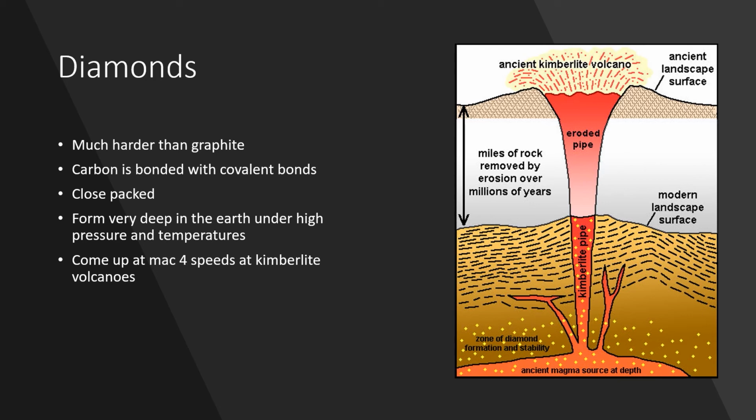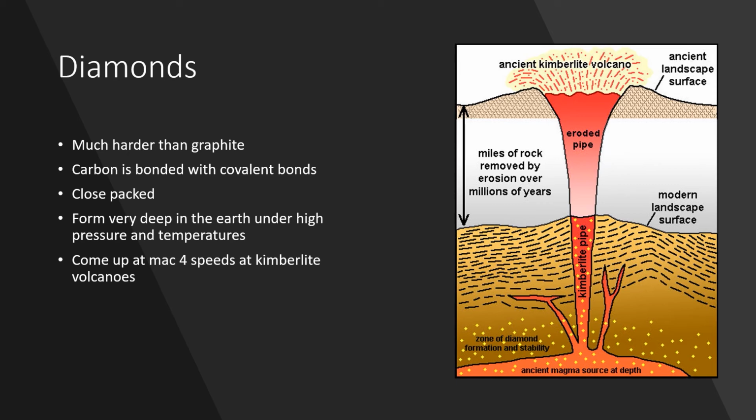It forms very deep in the earth under high pressure and temperatures. And the only way they actually come to the surface is during a volcanic eruption. And they won't come up unless the speeds of movement reach about Mach 4. And they tend to occur in kimberlite volcanoes. So we'll find them in kimberlite pipes after millions of years of erosion.